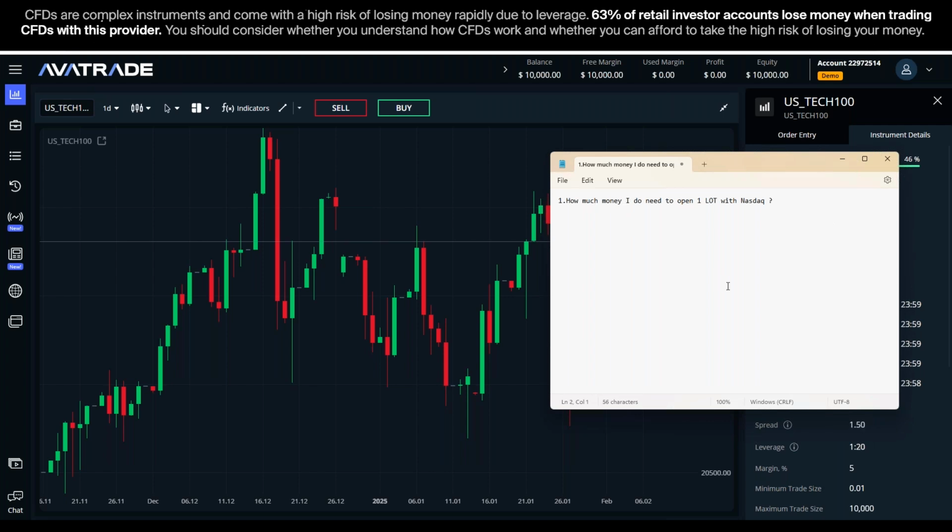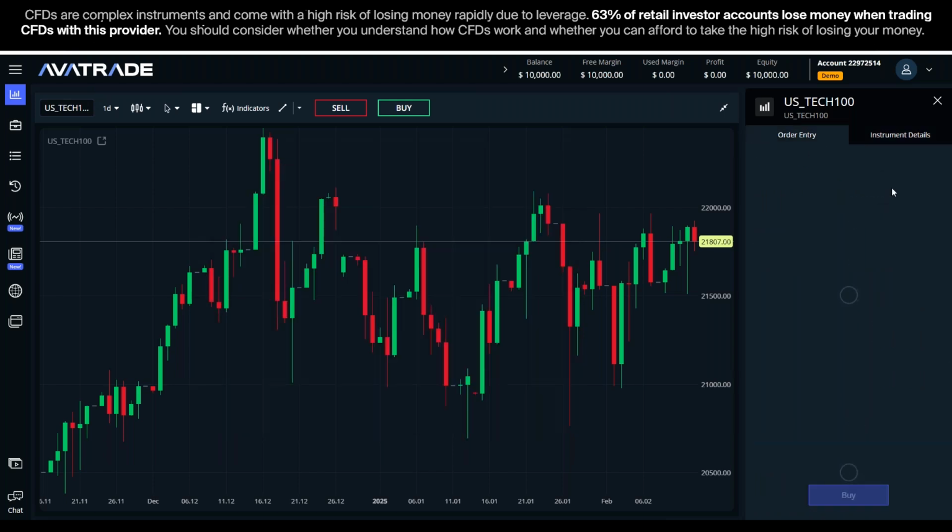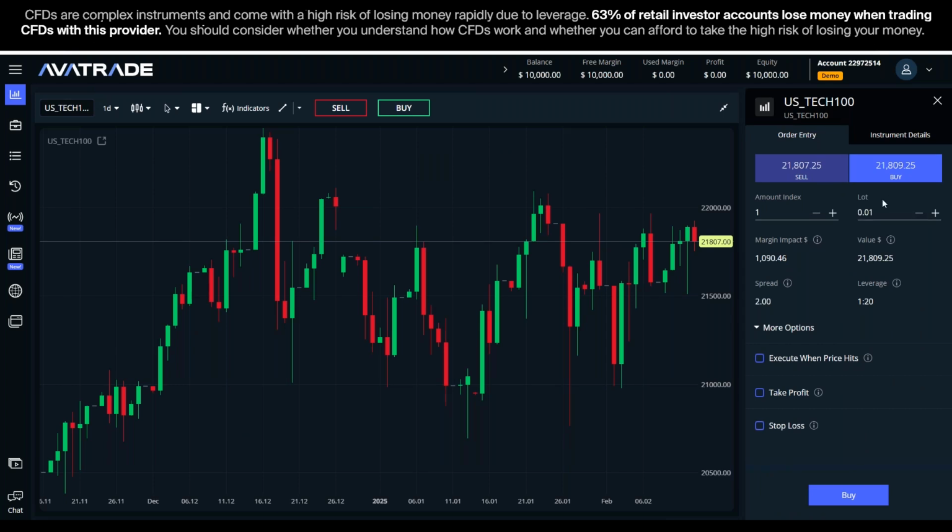was, how much money do I need to open one lot with NASDAQ? Now one lot, let's see, one lot is 100. So this is one way to know what's the lot size for NASDAQ. Another way is to stay here and write where it says lot, not the amount index, but in here lot, to just type 1, and we can see that 1 is indeed 100 indices.